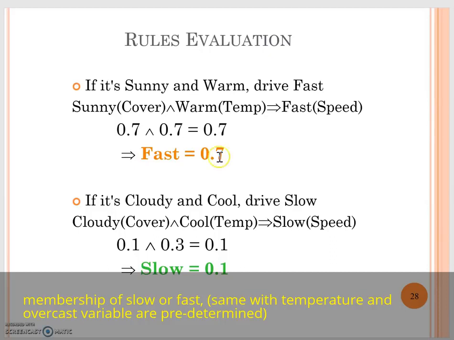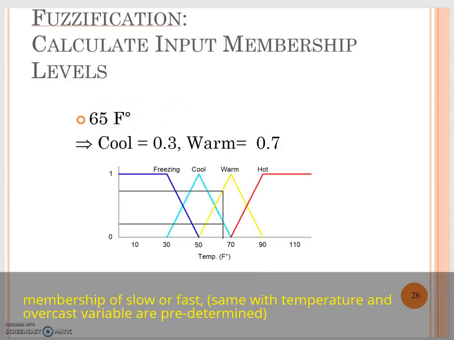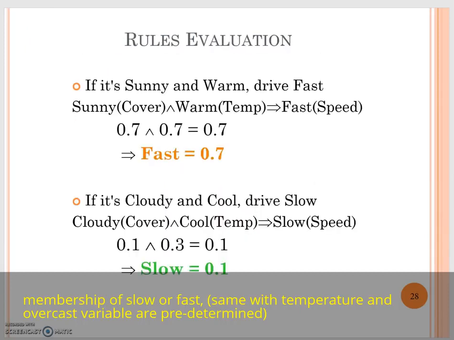Alright, how about the second rule? We have to use the second rule as well. If it's cloudy and cold, drive slow. So again, we take the value that we read from the graph previously. Here cloudy is 0.1, or 10% when it's 25% cover, as well as cool temperature 0.3. Therefore we map it back into the rule, 0.1 and 0.3, take the minimum, that is 0.1. So 10% slow.